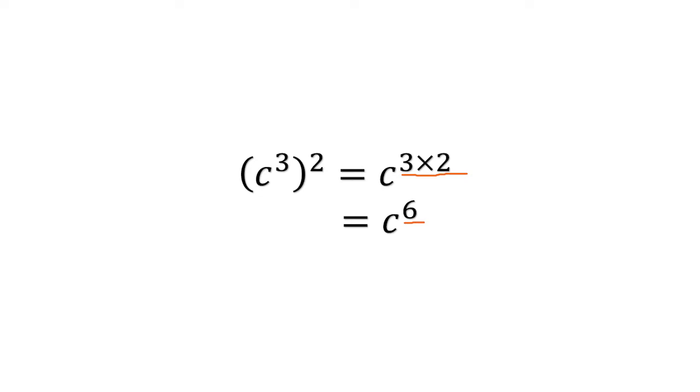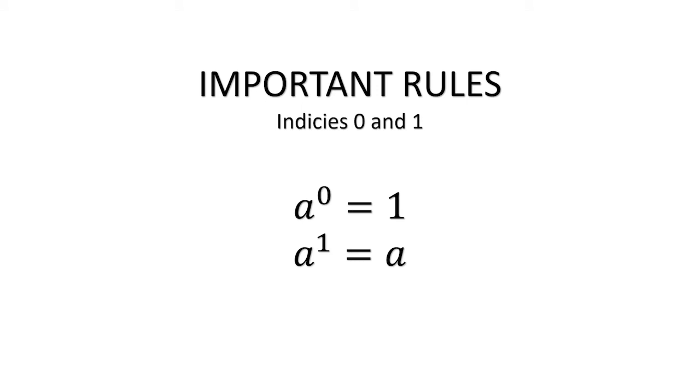These are the three main indices laws that we get, but we need to take note of the following as well, especially in grade 8 or 9. These important rules revolve around indices of 0 and 1. If we have a number or a variable to the power of 0, the whole answer will become 1. So a to the power of 0 will equal 1. 6 to the power of 0 will equal 1. But if we have a to the power of 1, it means that a is 1a, and that will equal a again.